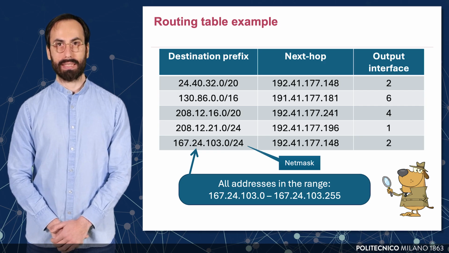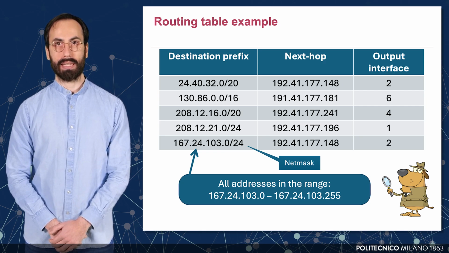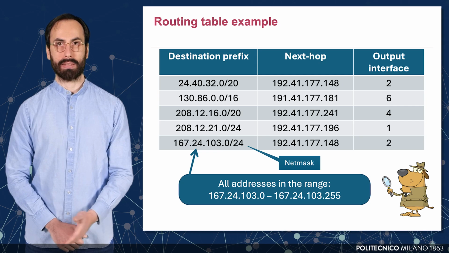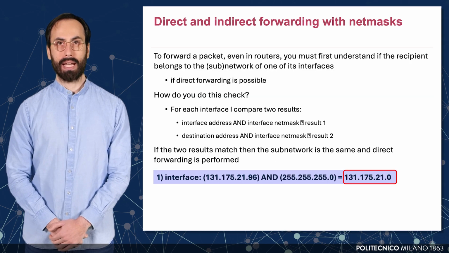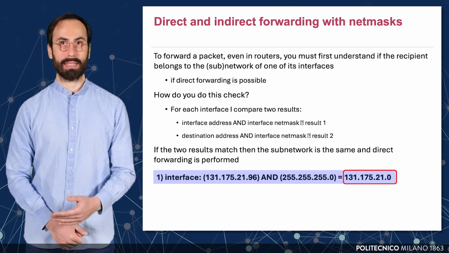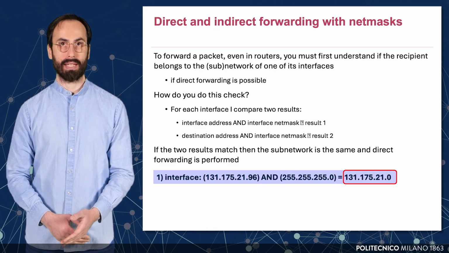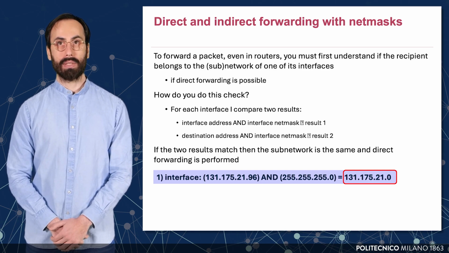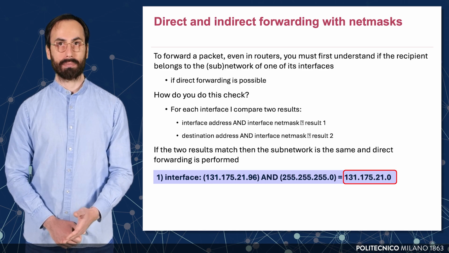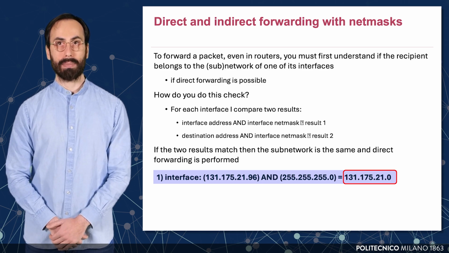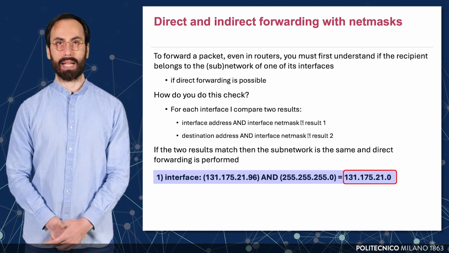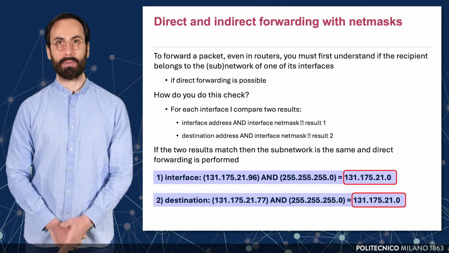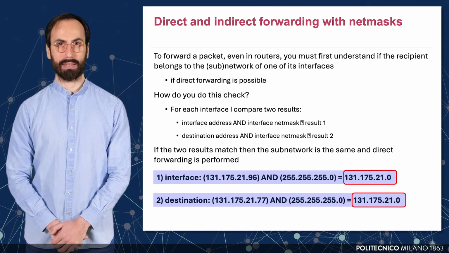Each entry defines a destination network using a prefix and net mask, a next hop IP address, and the output interface. To decide between direct or indirect forwarding, the host checks if the destination IP is in the same subnet. This is done by applying a bitwise AND between the IP address and the net mask. In this example, the interface IP AND the net mask gives an IP network as result. We do the same for the destination IP, and we get the same result.